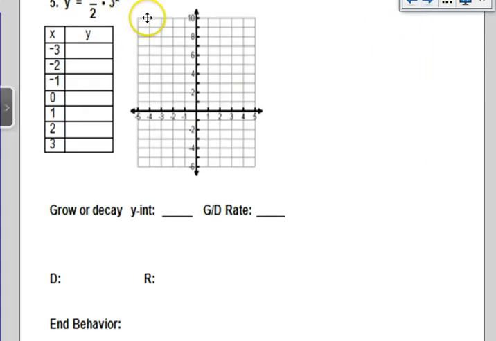So let's look at this example. 1/2 times 3 to the x power. I know it's kind of cut off on the screen. Let's see if I can raise this up.